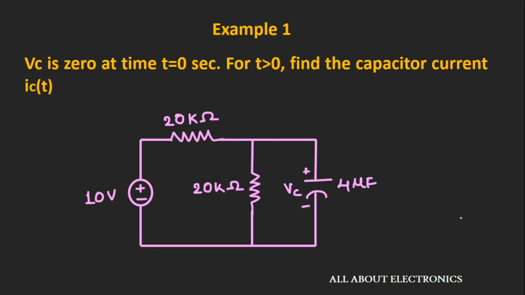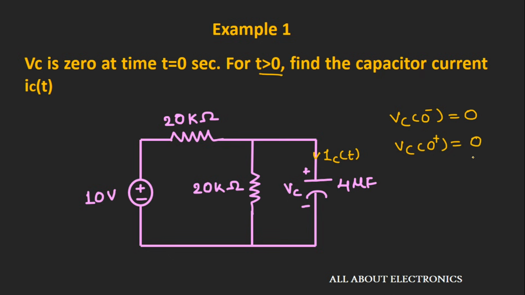So in the first example, we are given that the capacitor voltage is 0 at time t equal to 0, and we have been asked to find the capacitor current IC(t) for time greater than t equal to 0. So the initial voltage across the capacitor is 0, that means Vc(0 minus) is equal to 0. As we know, the capacitor opposes the instantaneous change of voltage, so at time t equal to 0 plus also, the voltage across the capacitor will remain 0.